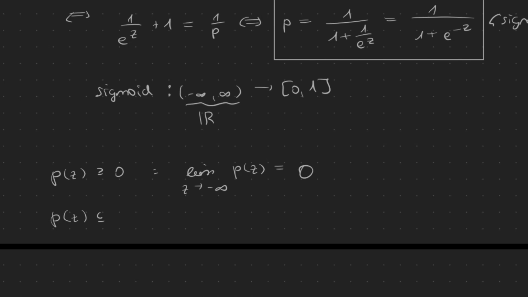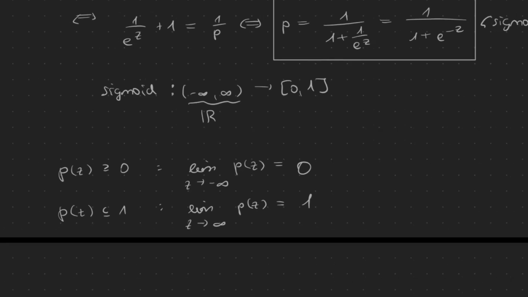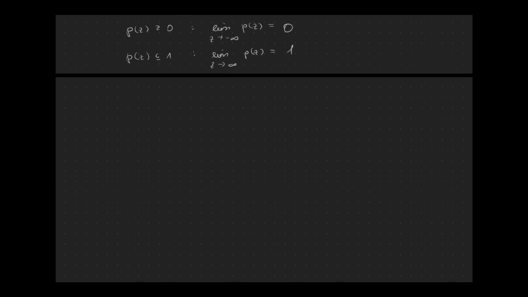And we can also say that p of z is smaller than 1. You can see that by taking the limit, but this time to plus infinity, and what we get is 1, right? Because e to the power of minus infinity is a very small number, it converges to 0. So we have 1 over 1 basically, and 1 over 1 is 1.